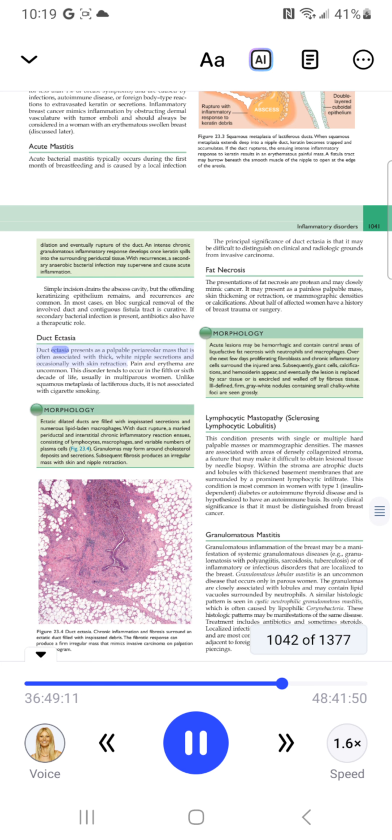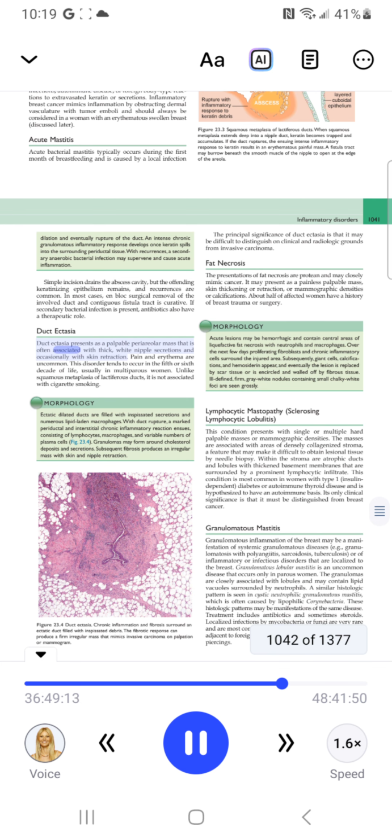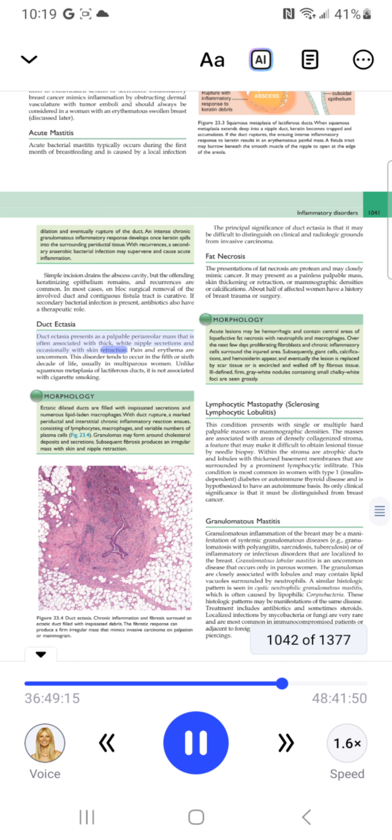Duct ectasia. Duct ectasia presents as a palpable periareolar mass that is often associated with thick white nipple secretions and occasionally with skin retraction.